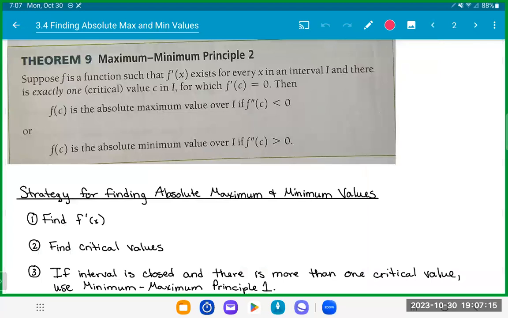Okay. And so lastly, the theorem for the max-min principle number 2: there will be times when we have exactly one critical value for our function, in which case we can evaluate that for the second derivative. If the second derivative is less than 0, then we have an absolute max. If the second derivative evaluated at that critical point is greater than 0, then we'll have an absolute minimum, okay?